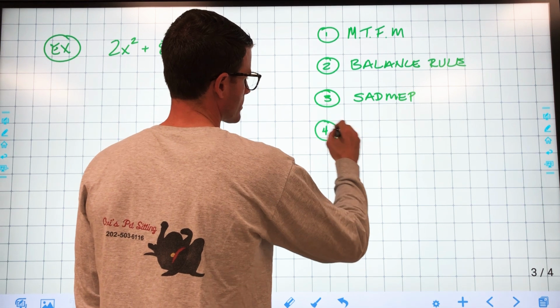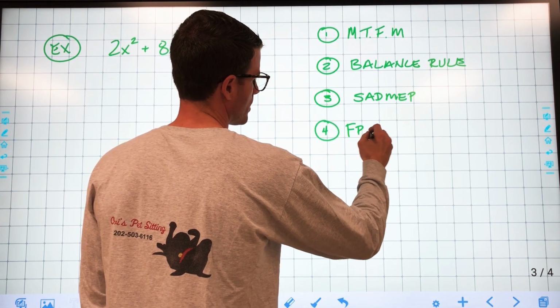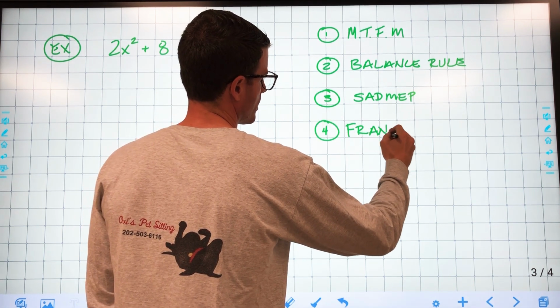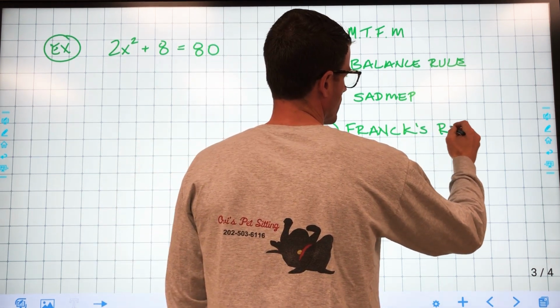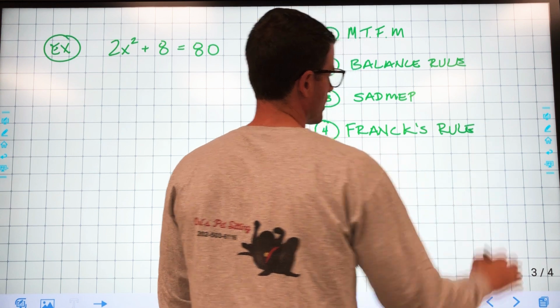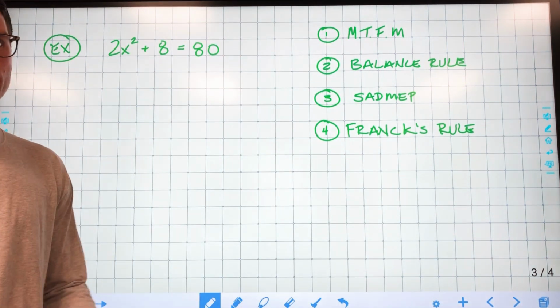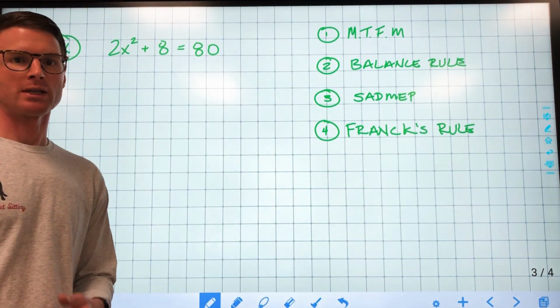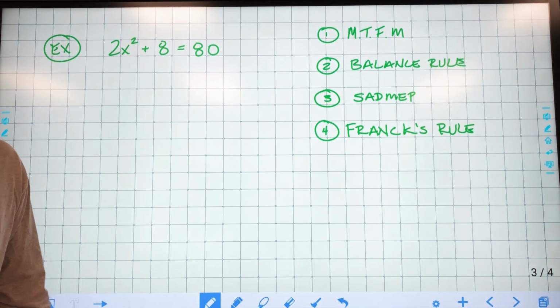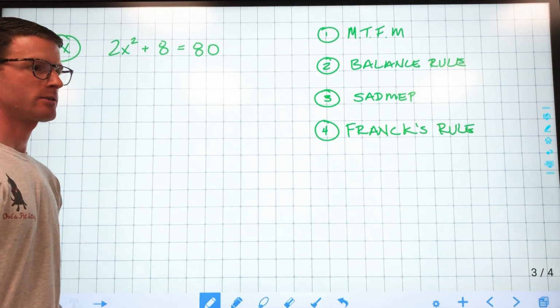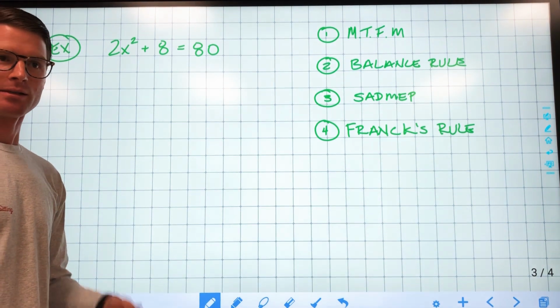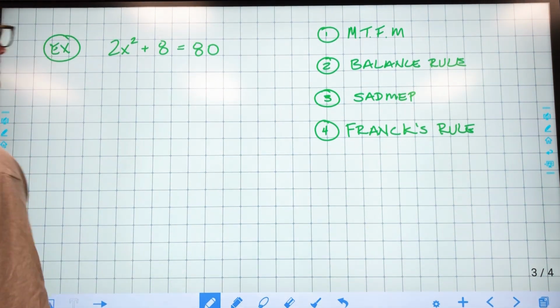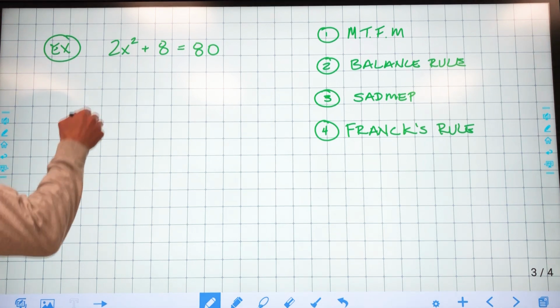4, we have Franck's rule. And that is if I want to move a variable from one side to the other, I need to add or subtract, right? So if I'm solving for x squared, I don't undo x squared by dividing by x, because that's going to get x on both sides. So let's just keep those in mind as we go through this one.